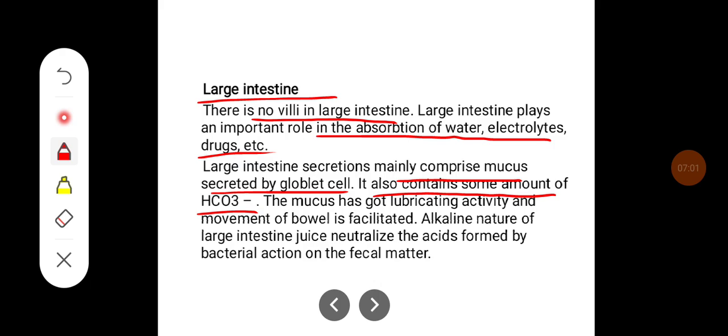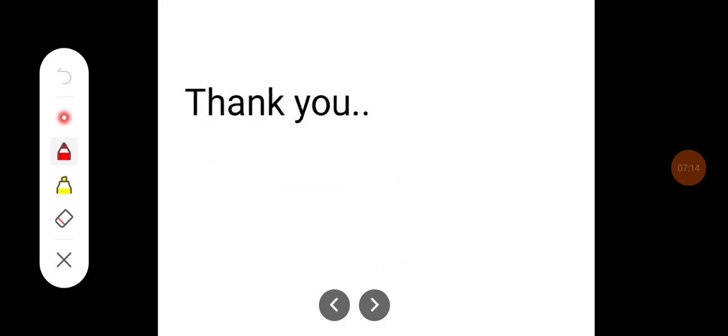The mucus has lubricating activity and movement of bowel is facilitated. Alkaline nature of the large intestine juice neutralizes the acids formed by the bacterial action on the fecal matter. This is in brief about pancreas, small and large intestine. Thank you.